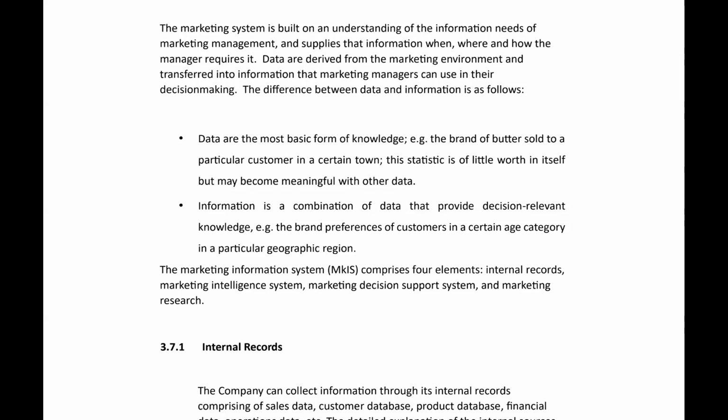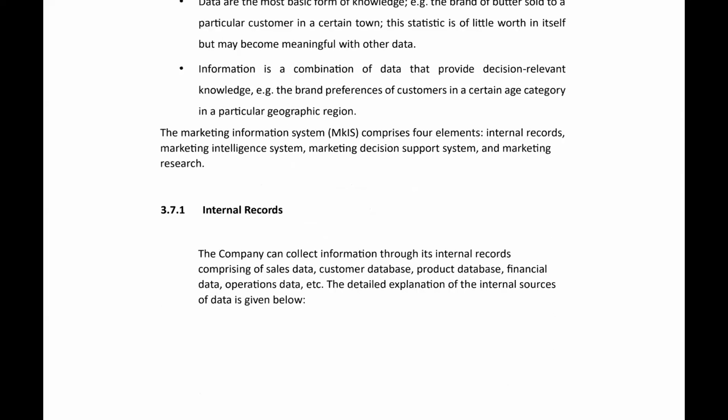Now, information is a combination of data that provide decision relevant knowledge, right? When you combine the data in such a way that it can provide decision relevant knowledge, then that is called the information. For example, the brand preferences of customers in a certain age category or in a particular geographical region. Let's look at the internal records now as the first part of the marketing information system.